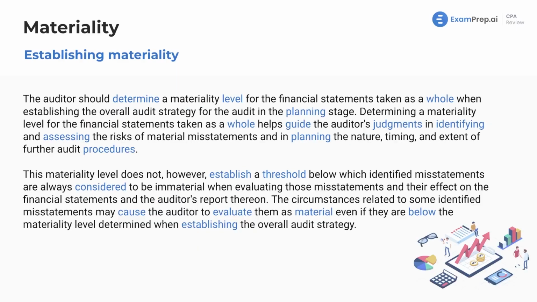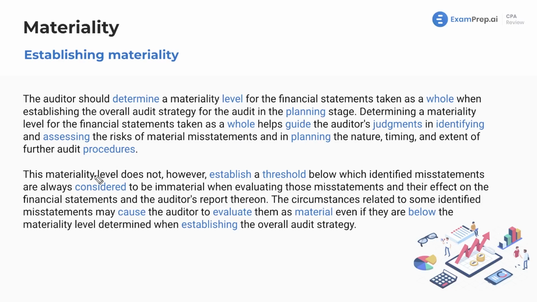The auditor should determine a materiality level for the financial statements as a whole when establishing the overall audit strategy in the planning stage. We mentioned that. I'll drill that down here. Determining a materiality level for the financial statements taken as a whole helps guide the auditor's judgments in identifying and assessing the risks of material misstatements and in planning the nature, timing, and extent of further audit procedures. It's going to be super important. Everything's going to be based on materiality. If you're even going to test something, it will be based on materiality.